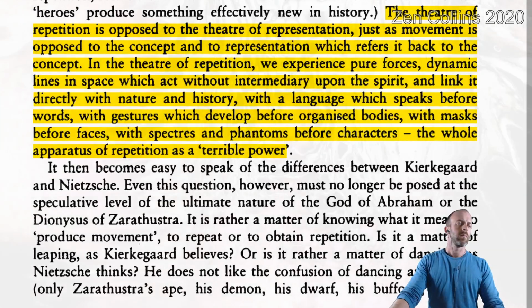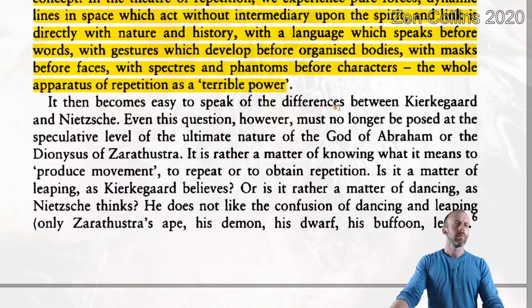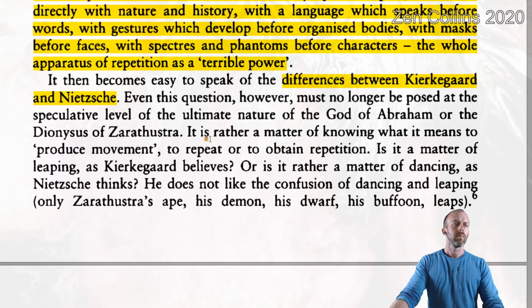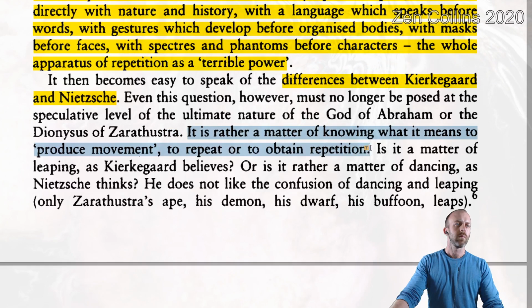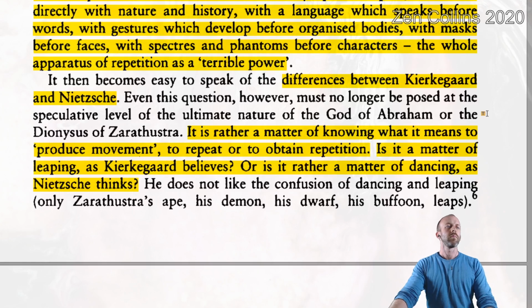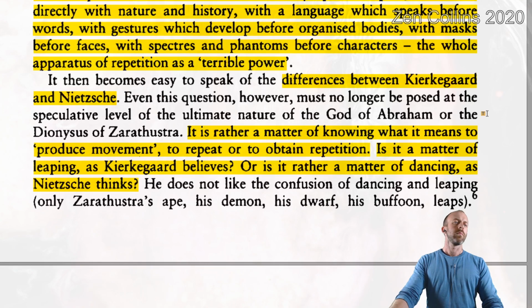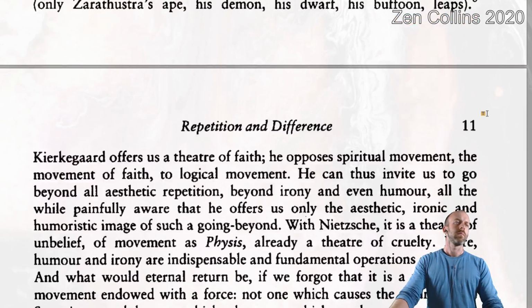It then becomes easy to speak of the differences between Kierkegaard and Nietzsche. Even this question, however, must no longer be posed at the speculative level of the ultimate nature of the God of Abraham or the Dionysus of Zarathustra. It is rather a matter of knowing what it means to produce movement, to repeat or to obtain repetition. Is it a matter of leaping, as Kierkegaard believes? Or is it rather a matter of dancing, as Nietzsche thinks? He does not like the confusion of dancing and leaping; only Zarathustra's ape, his demon, his dwarf, his buffoon, leaps.